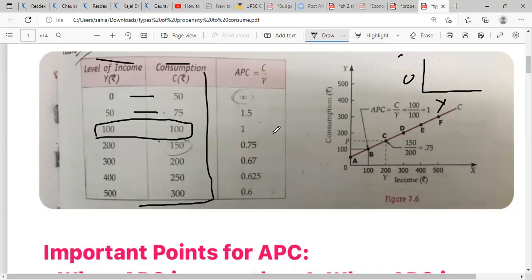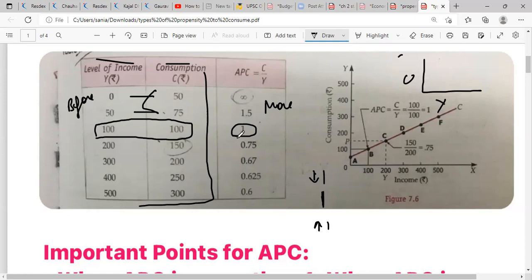When you are going to write the important points about APC, you need to remember three things: equal to 1, less than 1, and more than 1. So you can see when your APC is more than 1, here it is 1.5 and infinity, what is happening? Your consumption is more than your income. You can see? Yes? And this is before the break-even point.